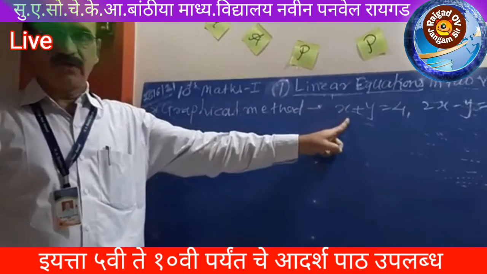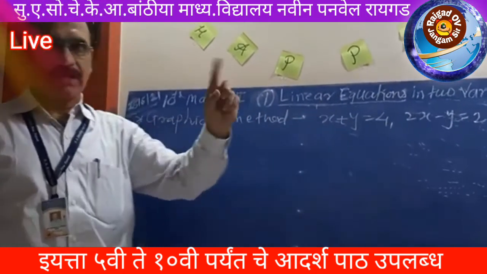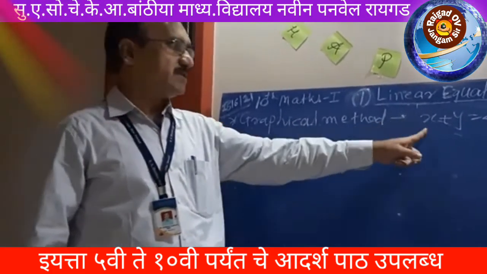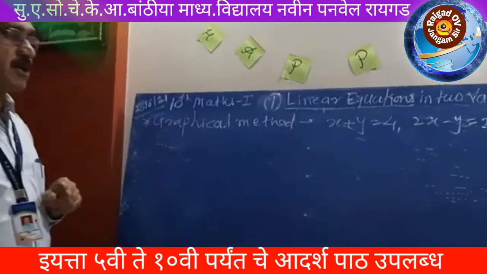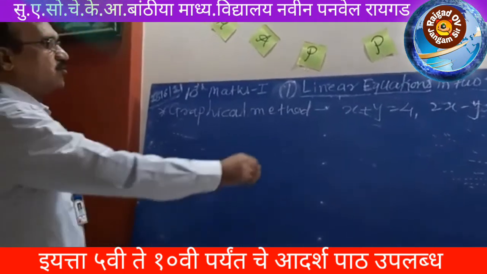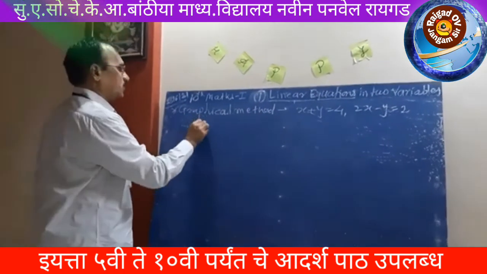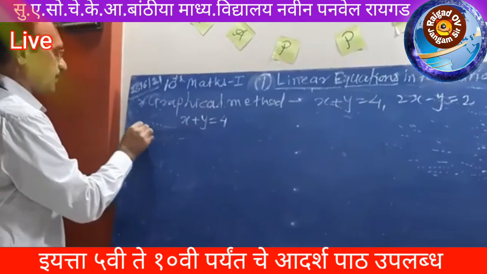This equation has one straight line and this equation has one straight line. The intersection of these two lines, the point of intersection of these two lines, is the solution set of this simultaneous equation. That means here first we have to find the coordinates of this equation, x plus y is equal to 4.